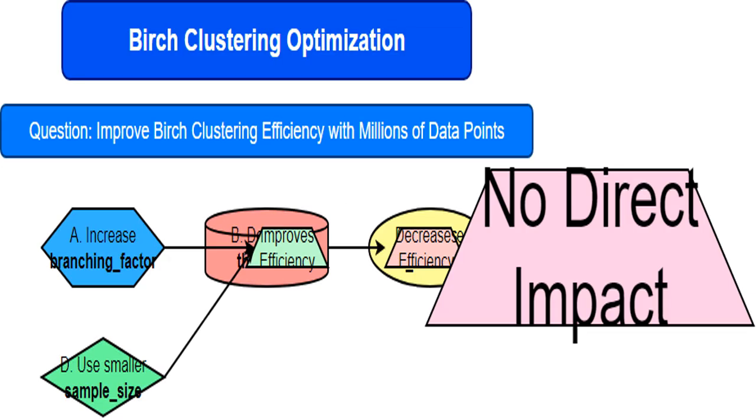I learned that changing the number of clusters, n_clusters, only impacts the final clustering step, not the CF tree building process. This happens after the tree is already built, so changing it won't directly speed up or slow down building the tree itself. It's like changing the final arrangement of the sorted pebbles. It doesn't change how long it took to sort them.